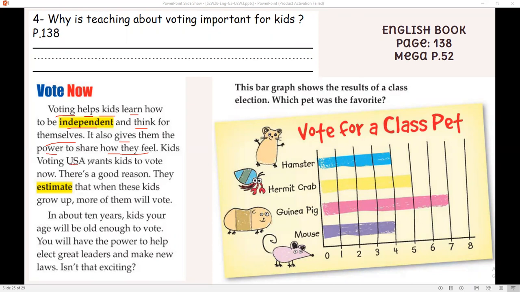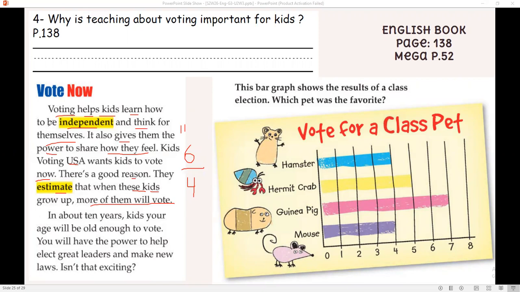Kids Voting USA wants kids to vote now. There's a good reason. They estimate that when these kids grow up, more of them will vote. Remember that in the beginning, our main problem was that 6 out of 4 Americans are voting.